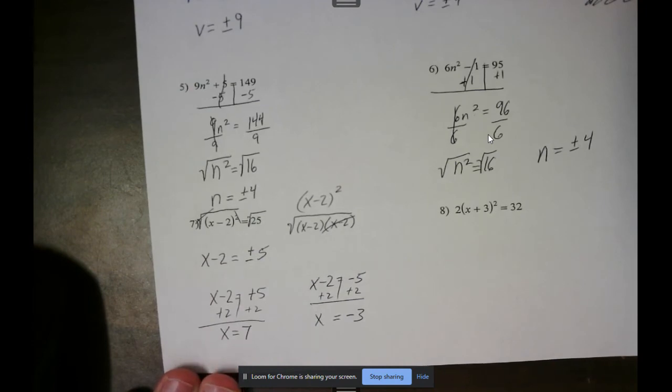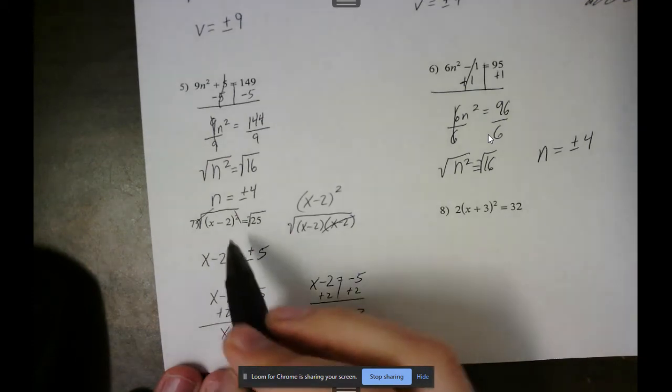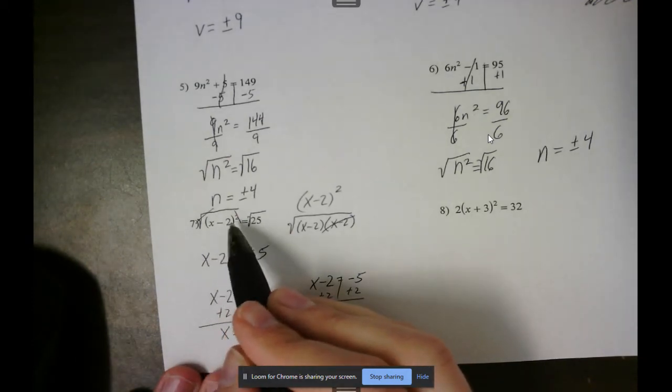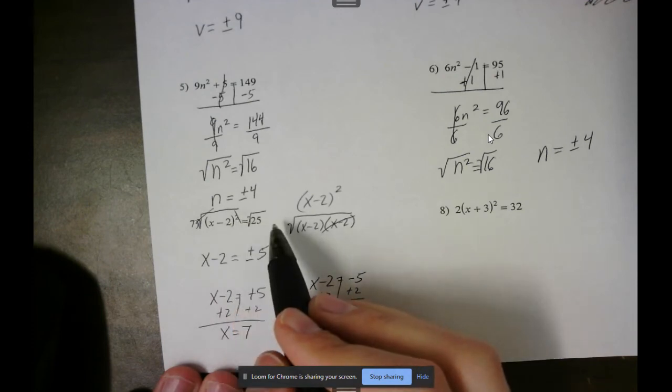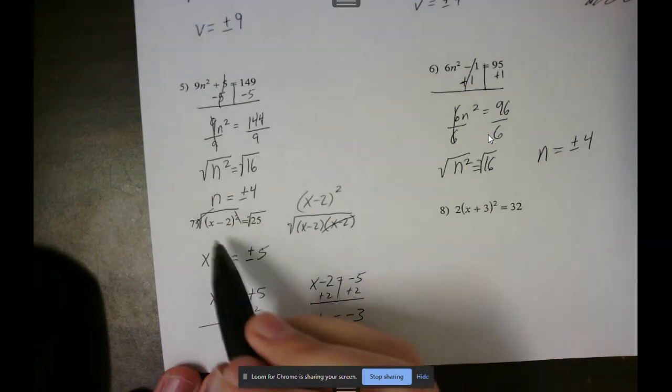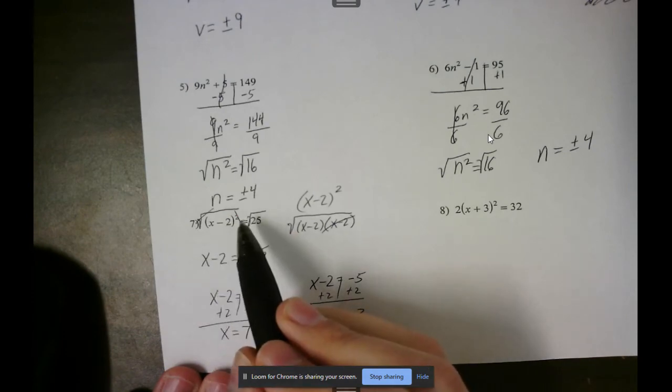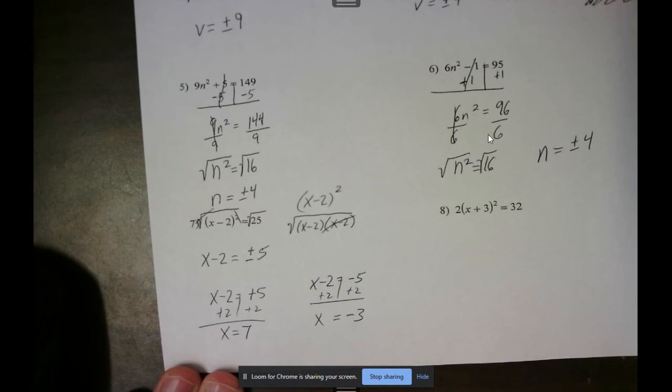How could you check to make sure that answer was correct? Or both of those answers are correct? Plug them back in, right? So let's think about that. So if I did 7 minus 2, that'd be 5. And then if I squared that, 5 squared is 25. So that works. If I did negative 3 minus 2 is negative 5. If I square negative 5, I get positive 25. So that also works. Does that make sense?